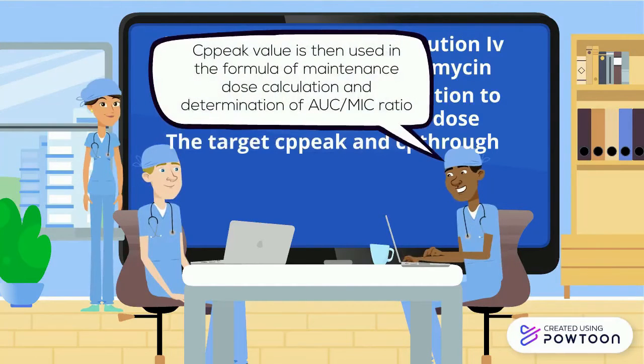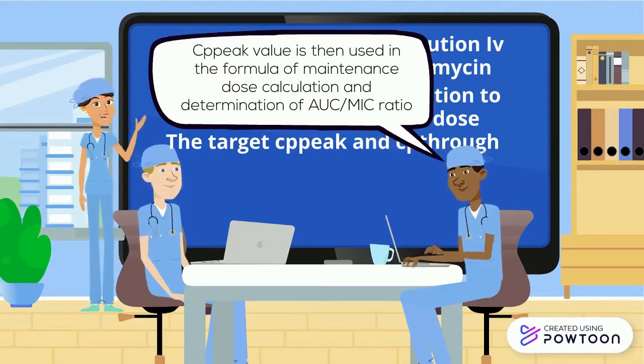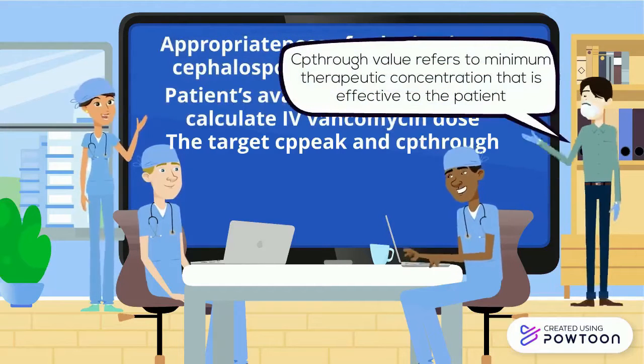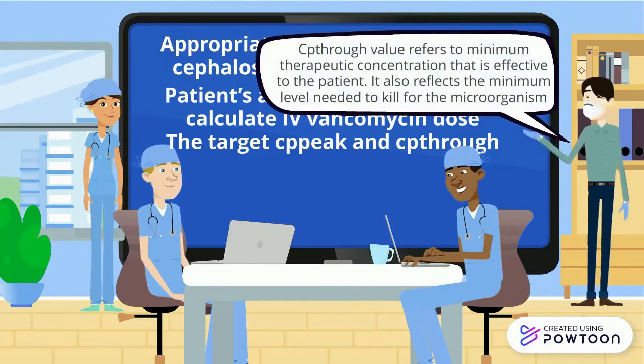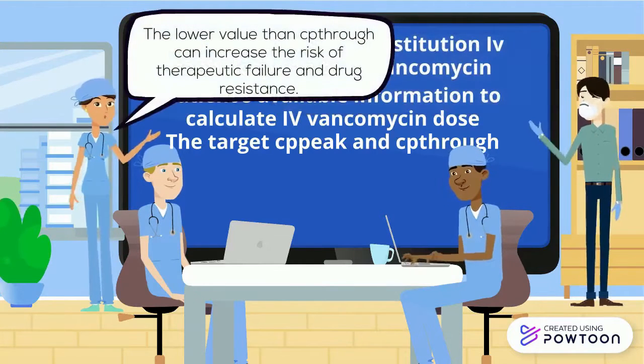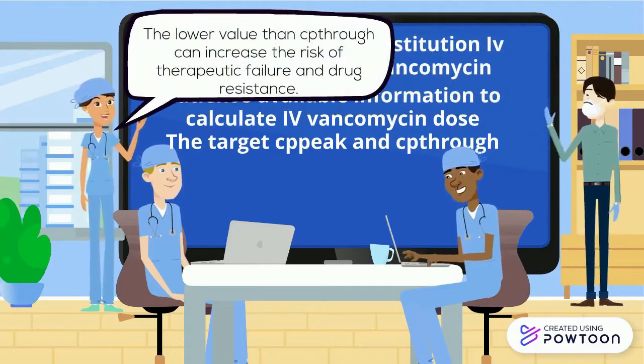CP peak value is then used in the formula of maintenance dose calculation and determination of AUC over MIC ratio. CP trough value refers to the minimum therapeutic concentration that is effective for the patient. It also reflects the minimum level needed to kill the microorganism. A value lower than the CP trough can increase the risk of therapeutic failure and drug resistance.